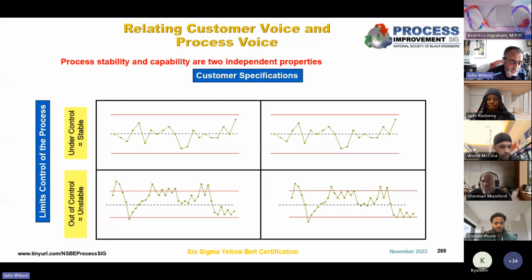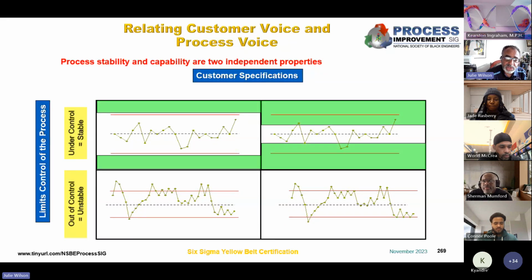If we now add in customer specifications, those are the green bars, okay? So what we're seeing on the top, in the upper left-hand corner, we have a process that is both stable and within specification. On the right-hand side, the process is stable, but it's not meeting the customer specs. This is like having a truck that is too big and you're trying to fit it into a tight parking space. So no matter how good your parking skills are, if the parking lines are narrower than your truck, you're not going to be able to fit it in.